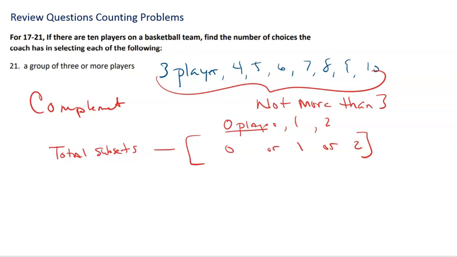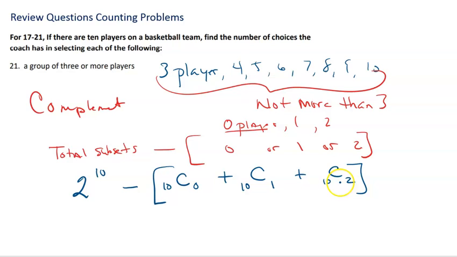Okay, now how about the total number of subsets? Well, to find the total number of subsets of just a set is always 2 raised to the number of items you have, which is 10 players in this case. So 2 to the 10th minus, now, here 0 players would be a combination of 10 choose 0, plus 1 player would be a combination of 10 choose 1, plus 2 players would be a combination of 10 choose 2.